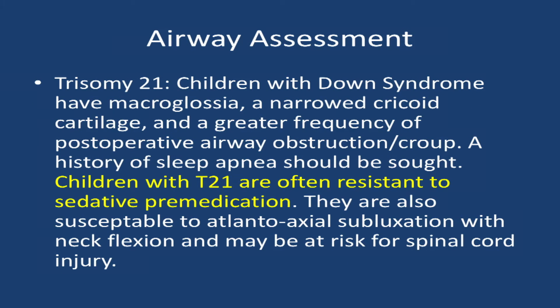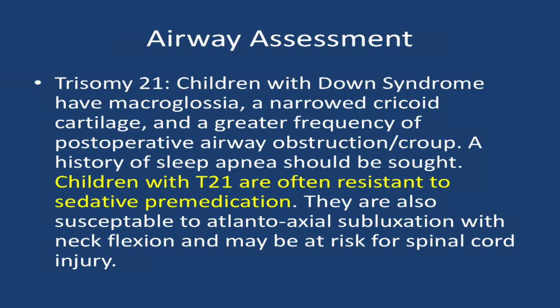Trisomy 21. Children with Down syndrome have macroglossia, a narrowed cricoid cartilage, and a greater frequency of postoperative airway obstruction and croup. A history of sleep apnea should be sought. Children with trisomy 21 are often resistant to sedative premedications. They are also susceptible to atlantoaxial subluxation with neck flexion and may be at risk for spinal cord injury.